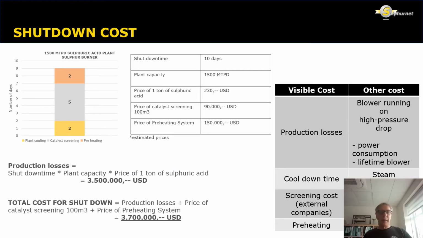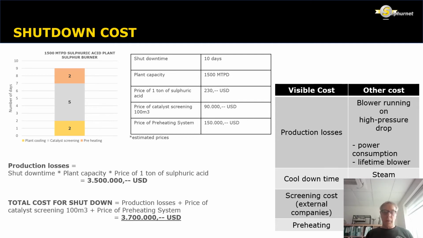If you look at a 1,500 tons per day sulfuric acid plant, we can calculate the costing of the shutdowns. You have to shut down, you have to cool down the plant, which is time. Then you have to screen the catalyst, which is taking a lot of time, and you have to preheat the tank. So you have 10 days that you don't produce any acid, which is also a starting loss. You have to screen the catalyst, which is also bringing in external companies, which is a very costly operation.